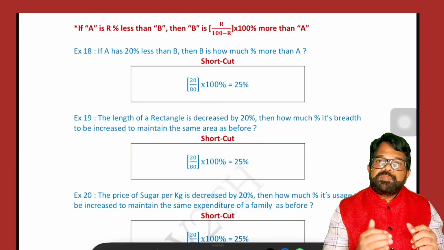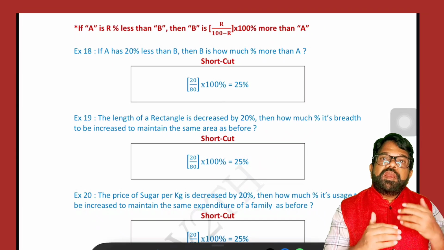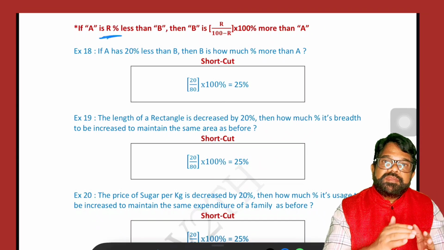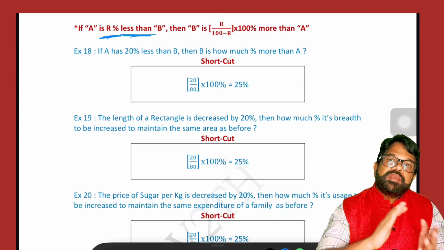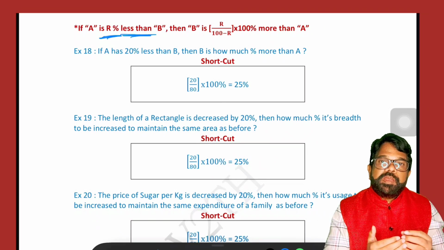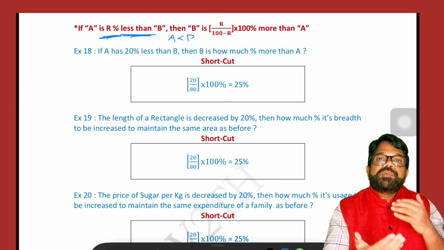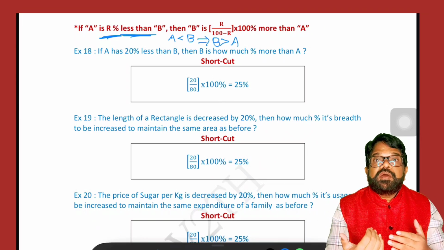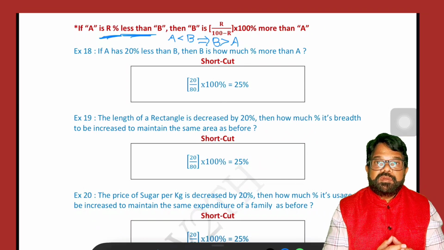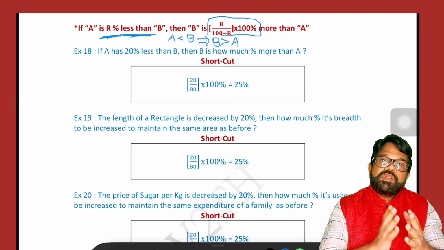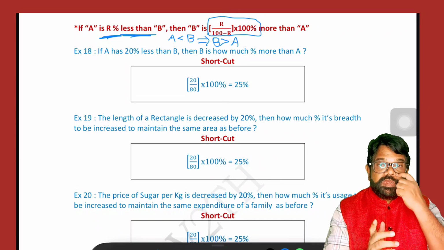Now here is the keynote, observe the screen. If A is R% less than B, A is less than B, which means automatically B is more than A. If A is R% less than B, then B is how much percent more than A? R by (100 minus R) into 100%. So when less is given, you take minus; when more is given, you take plus. You can understand it very easily.